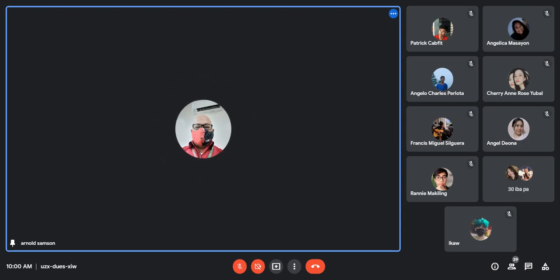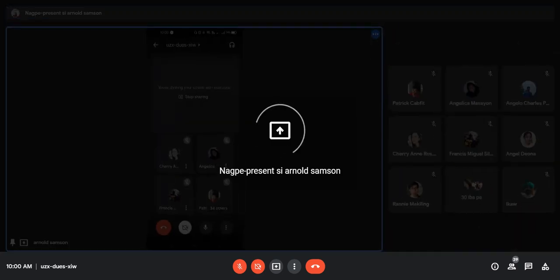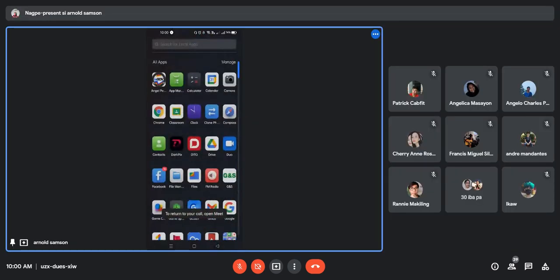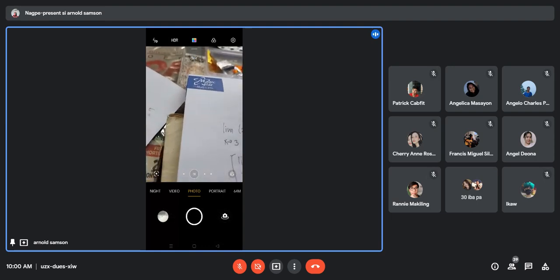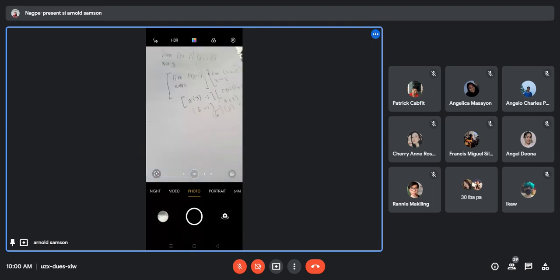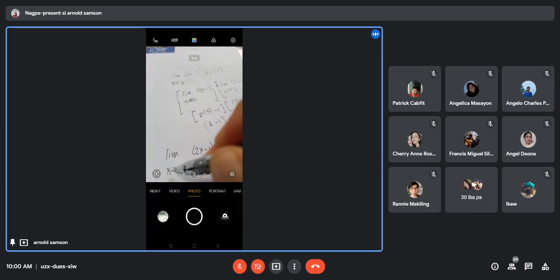Okay? Sige, next problem. Sabi natin, nakukuha na natin yung product kasi karamihan nakakasagot naman. Okay, let us now proceed with what if the problem is quotient. Paano ba yung way? Ganon din naman. For example, the limit of 2x minus 1 over 3x plus 2 when x approaches to 3.